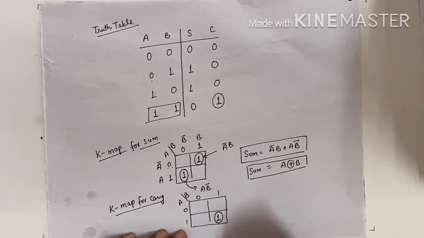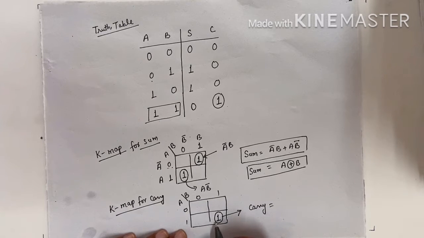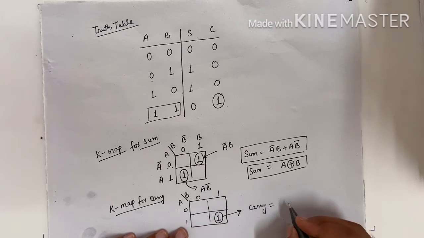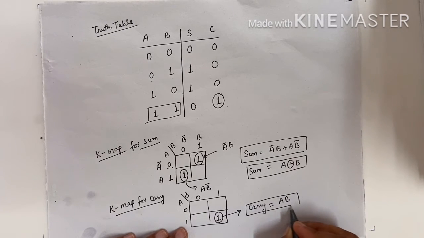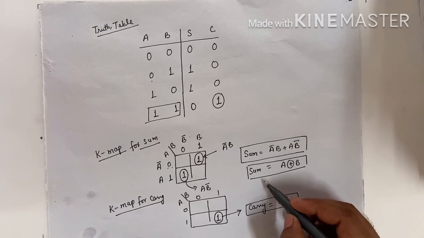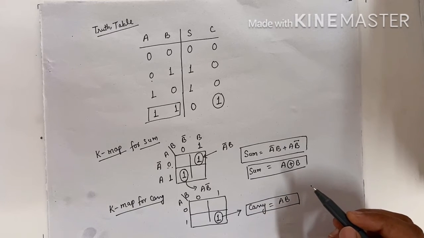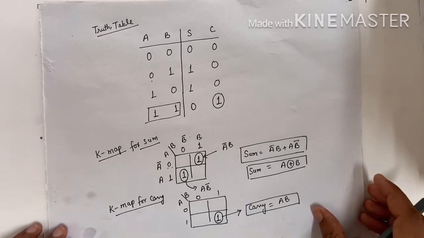We have to group this one, then we have to write the Boolean expression. Carry equals, we see on the left there is A, on the top we can see B, so the carry equals AB. Okay, so in the half adder we see that sum is the XOR operation and carry is the AND operation. Now we have to develop the combinational logic circuit.